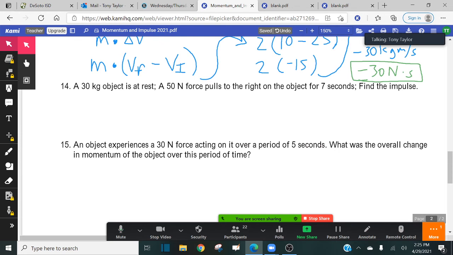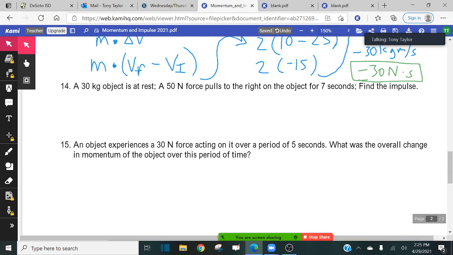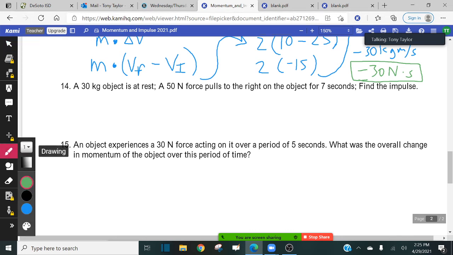All right. Number 14. A 30 kilogram object is at rest. A 50 Newton force pulls to the right on the object for 7 seconds. Find the impulse. So we can easily find impulse because remember, impulse is just force multiplied by some time interval. So in this case, it's 50 newtons multiplied by 7 seconds.